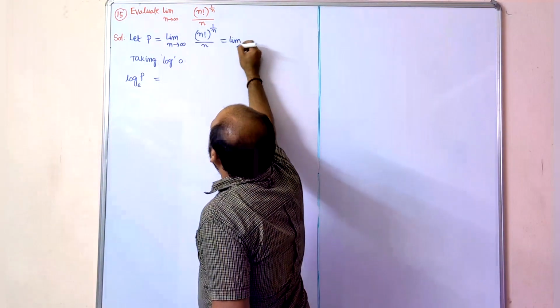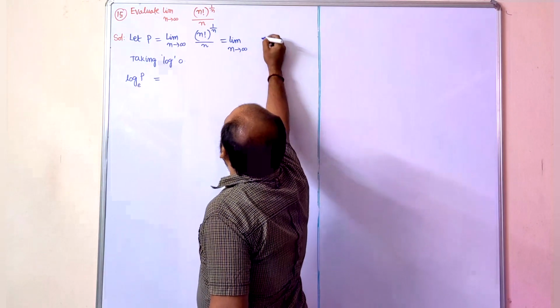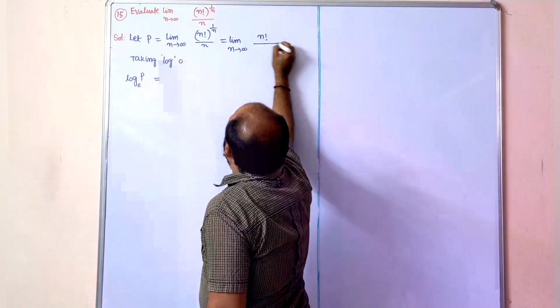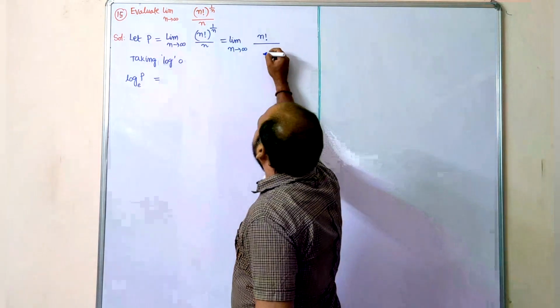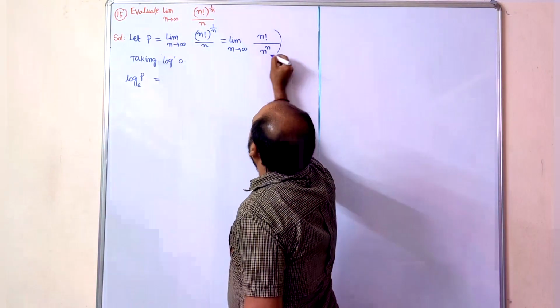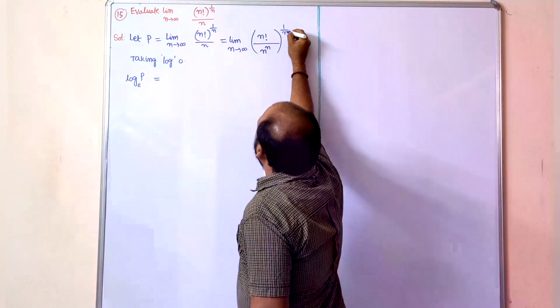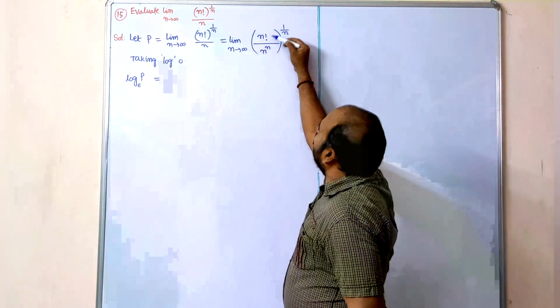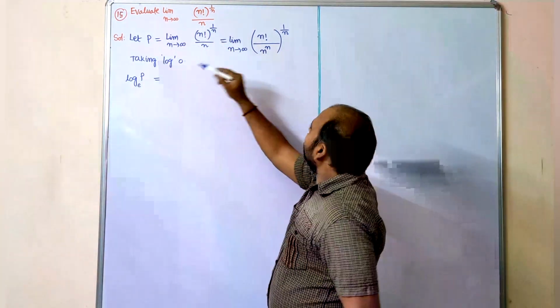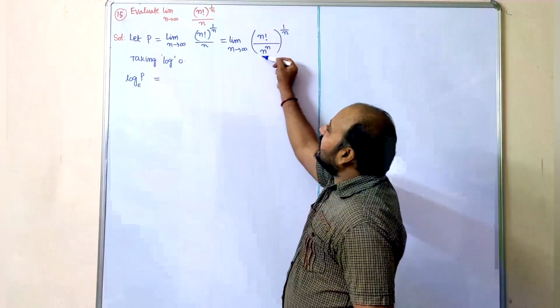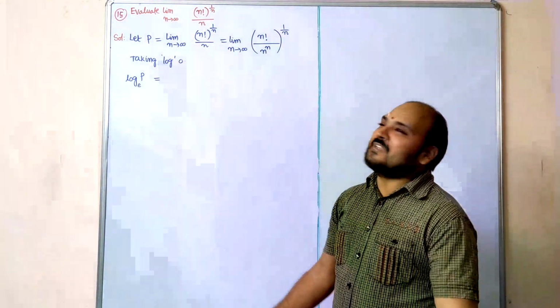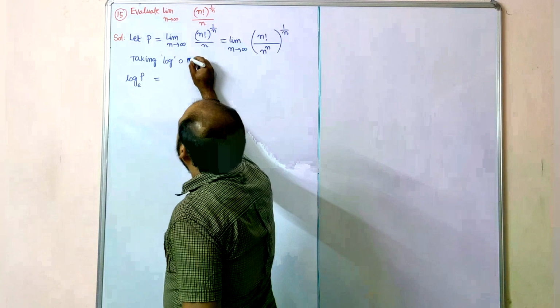Limit n tends to infinity, n factorial divided by n can be written as n power n whole power 1 by n, the meaning cannot be changed, you can check this. N factorial whole power 1 by n is the numerator. N power n whole power 1 by n gets cancelled, only n will come. So the meaning cannot be changed. So taking log on both sides.